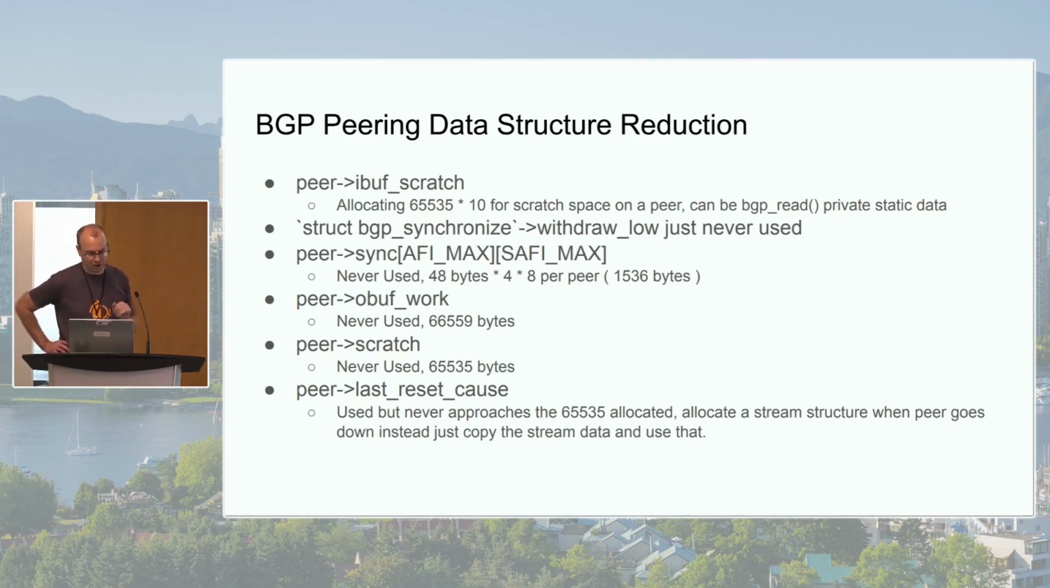the changed data structure. The peer OBuff work was ostensibly supposed to be used for output and buffer, but we never used it. Peer scratch, again, never used. And peer last reset cause is the reason why a BGP peer session has gone down and then back up. We save it as a last reset cause so we can output to the end operator what's going wrong. And we were just allocating an array of 65K, but your peer doesn't always go up and down for any reason, and it was just wasted memory.